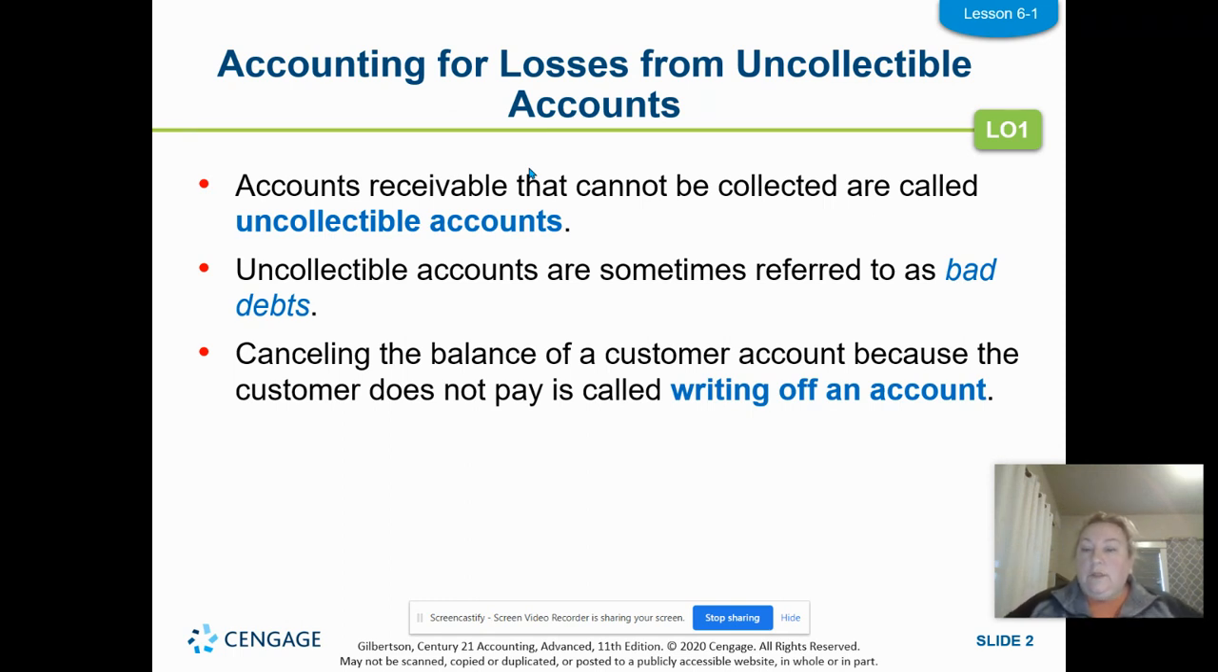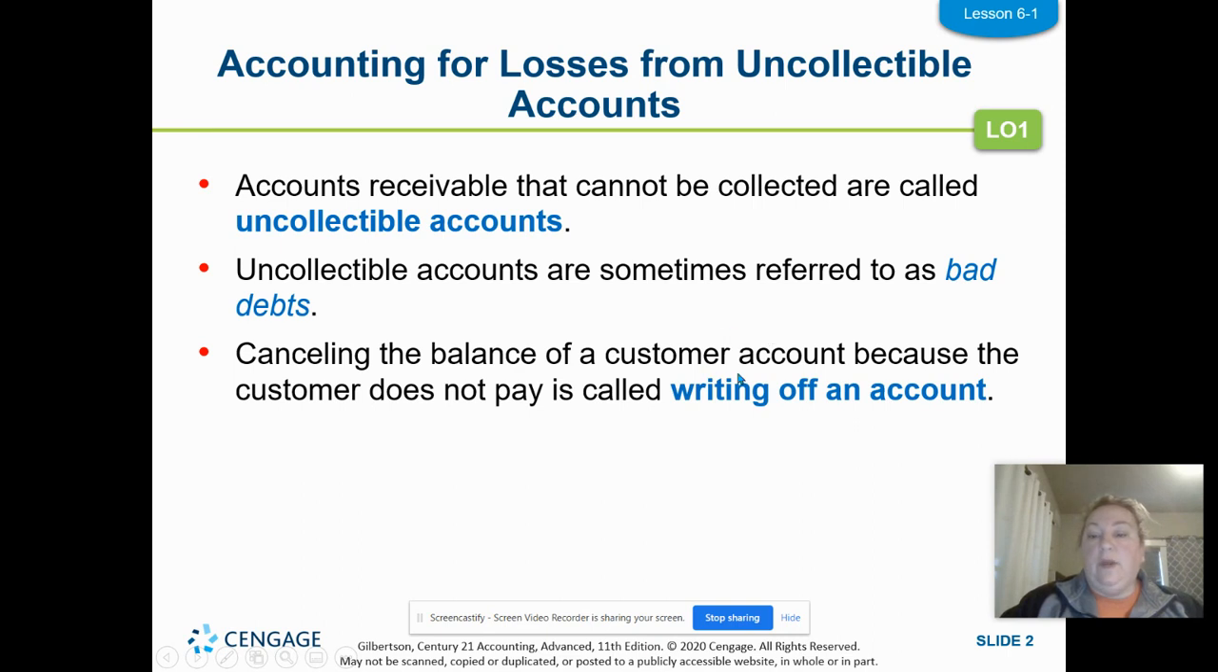They are also sometimes referred to as bad debts. That is something that you will see on your national test. That's something that you will probably see on your test for, say, if you have a state test that you have to do for your accounting CTE. You might see the term bad debts. Presently we use the term uncollectible accounts.